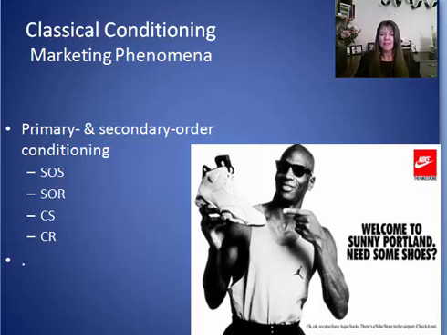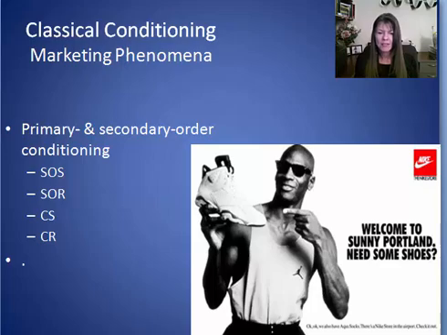So you were not born associating Michael Jordan with athleticism, but you likely learned this association previously. So now Nike can use an ad like this and just put Jordan's picture on an ad and thus associate their shoes with athleticism. And in this case now we have a second order stimulus, SOS, a second order response, SOR, a conditioned newly learned stimulus, and a conditioned newly learned response. So why don't you practice identifying those and click the video back on.